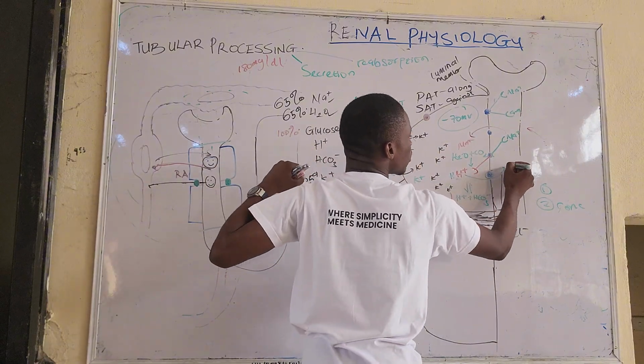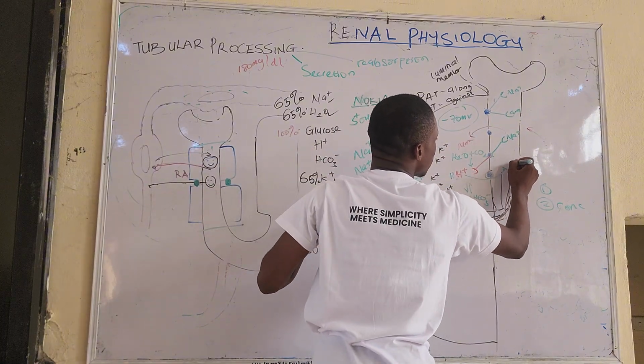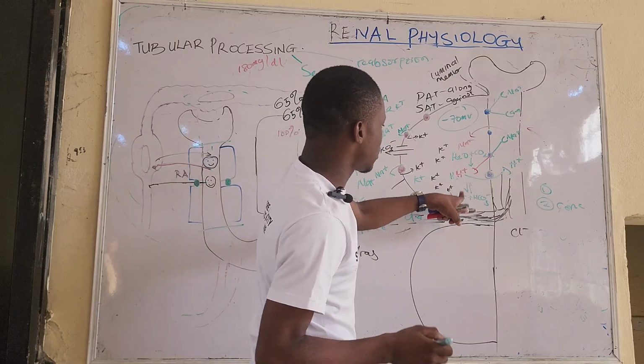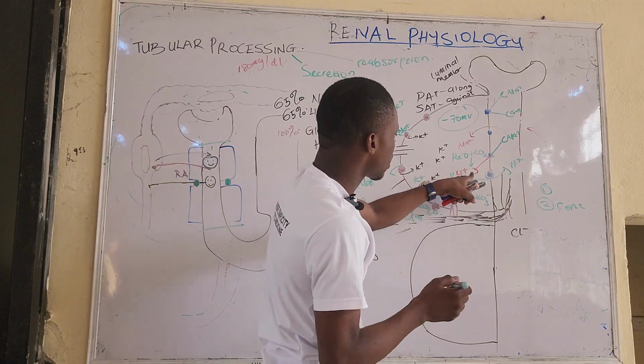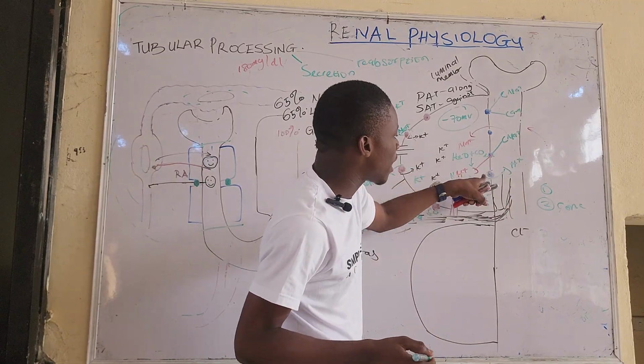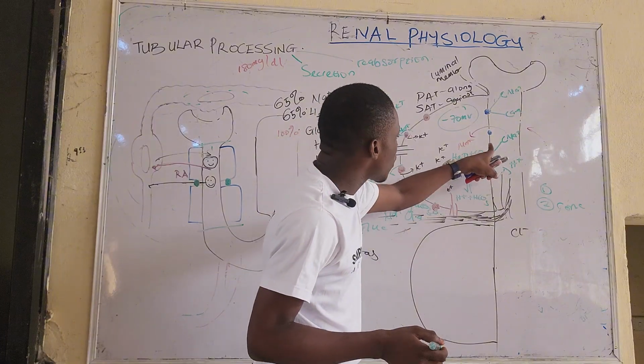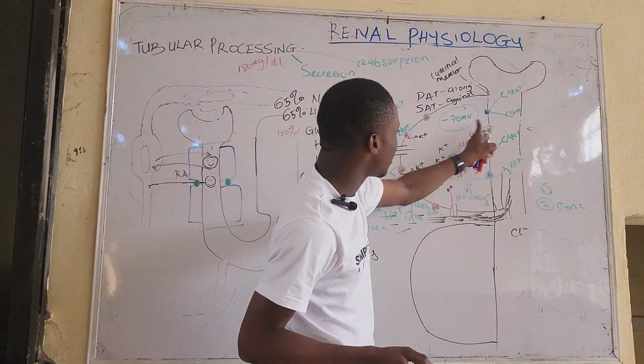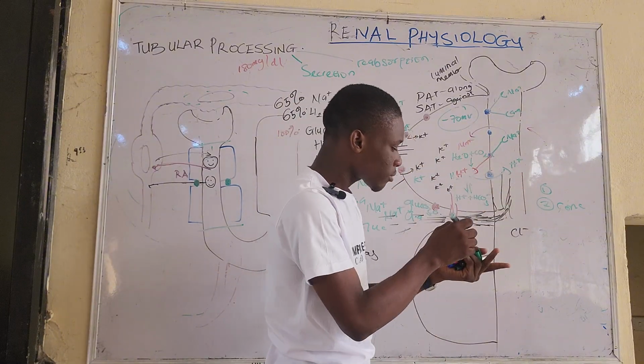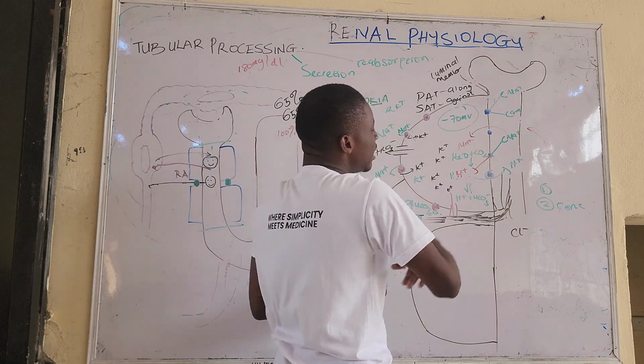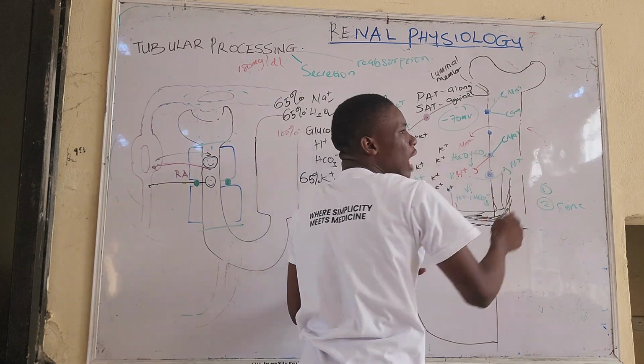So hydrogen will now enter into this lumen. Are you following me? This is how hydrogen leaves. Hydrogen binds to this sodium hydrogen antiporter. So when it binds, sodium enters like this, hydrogen leaves. Now, when hydrogen leaves to be inside this place, what will happen to hydrogen?